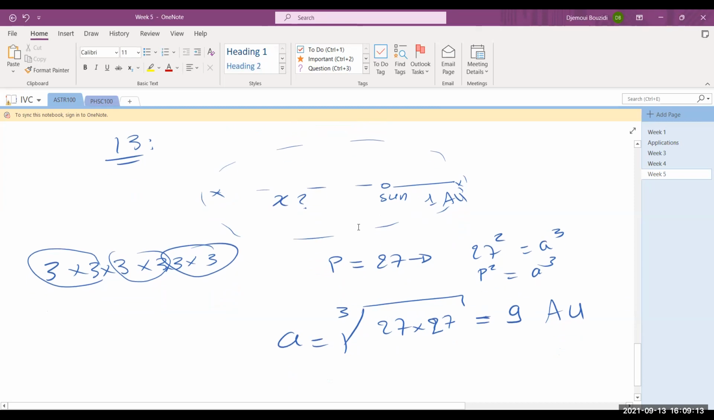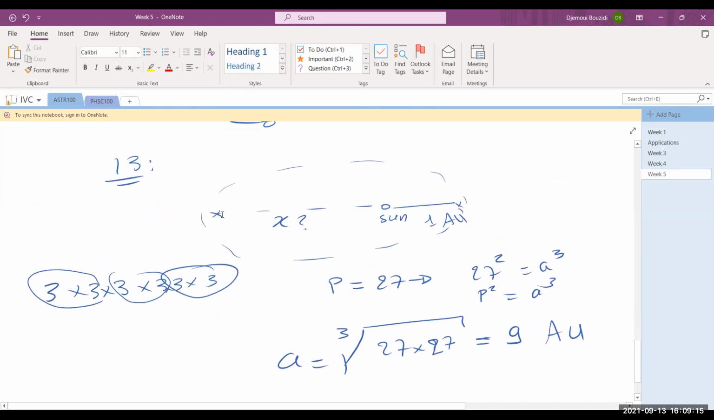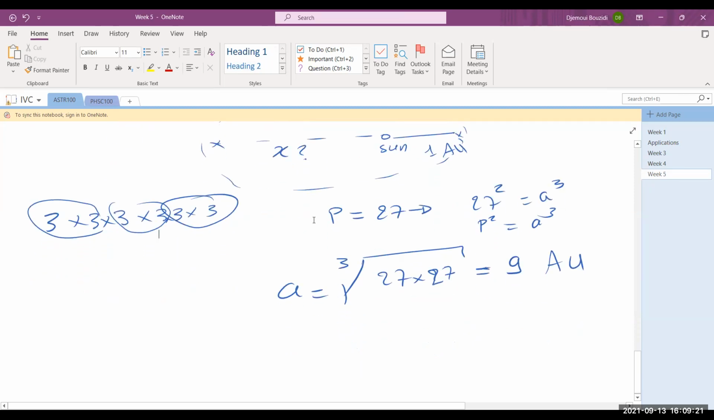Once you find that, you double this one, it becomes 18, and from 18 you subtract 1, that should be 17. So the correct answer is 17 astronomical units. If you don't understand this one, or if you need help with it, please let me know, we'll work it out together, and let's make sure that you guys have no question that this is easy for you, okay?